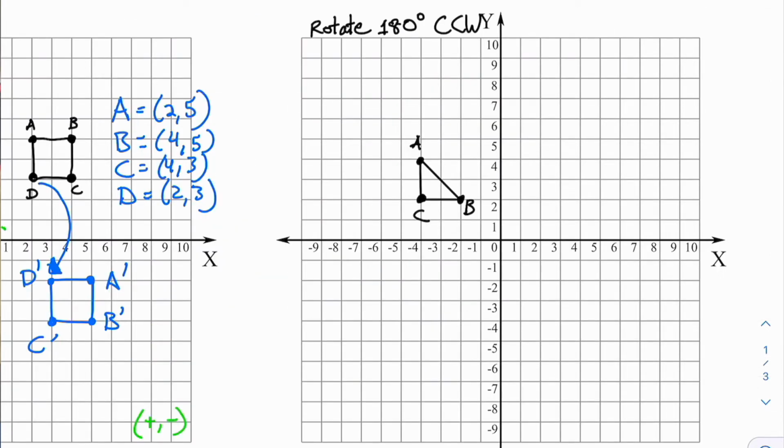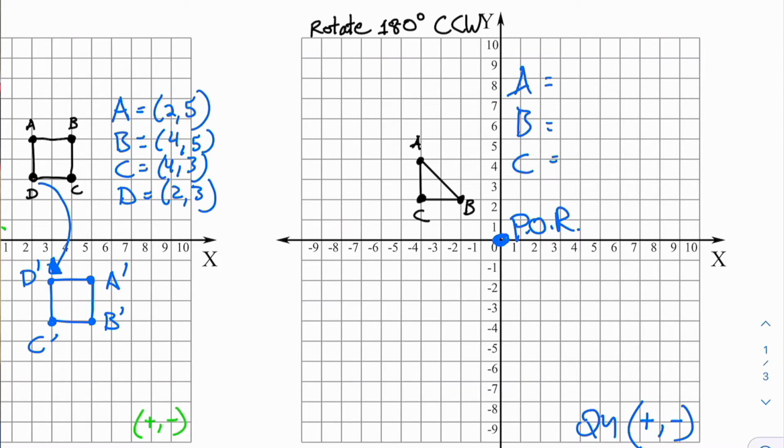Here we go on our second one. So we're going 180 degrees counterclockwise. So we're going this direction, and we're in quadrant 2. So we're going to end up over here in quadrant 4. And you'll remember that the signs for quadrant 4 are a positive and negative. So our point of rotation, once again, is going to be the origin. So I'm going to label that. Okay, and now I need to put down my coordinates.